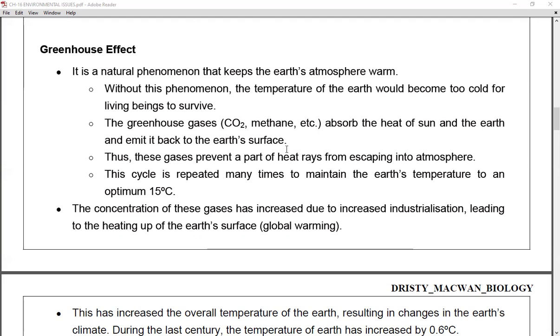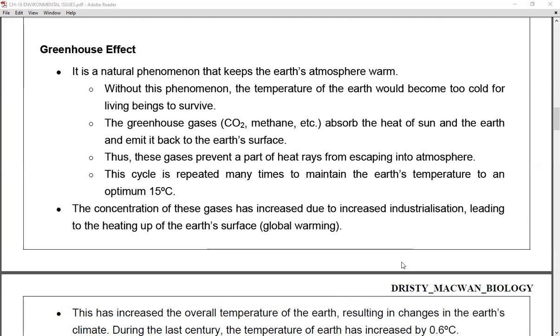As the heat rays come back on the earth's surface, they cannot easily escape into the atmosphere, right? This cycle is repeated many times to maintain the earth's temperature at an optimum 15 degrees Celsius. So the maintenance of the earth's temperature occurs with the help of the greenhouse effect. Now, the concentration of these gases has increased due to increased industrialization, leading to the heating up of the Earth's surface. That is nothing but global warming.